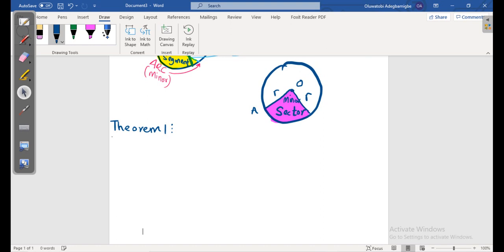Theorem 1 says: angle in a semicircle is 90 degrees. That is, the angle inside the semicircle is 90 degrees.